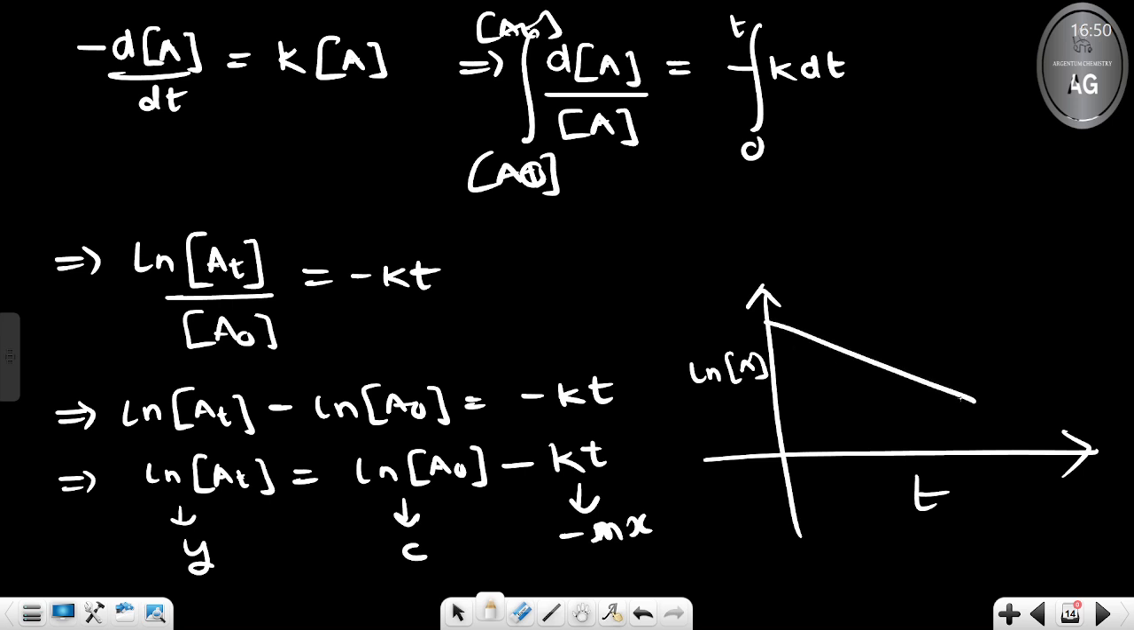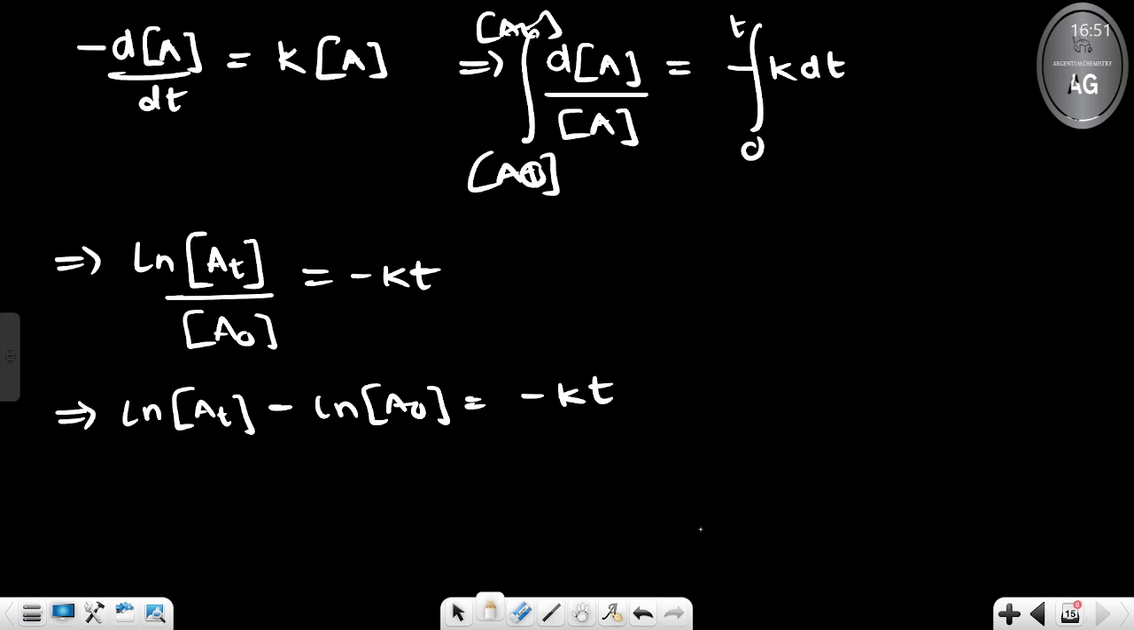But this is not concentration versus time. This is log of concentration, not even normal log, natural log. If it is ln, then this slope will become minus k. But if it is a normal log, then this slope will become minus k divided by 2.303, because ln has to be converted to log. So please remember, we will see ln or log accordingly. Okay, this was one format we can write.